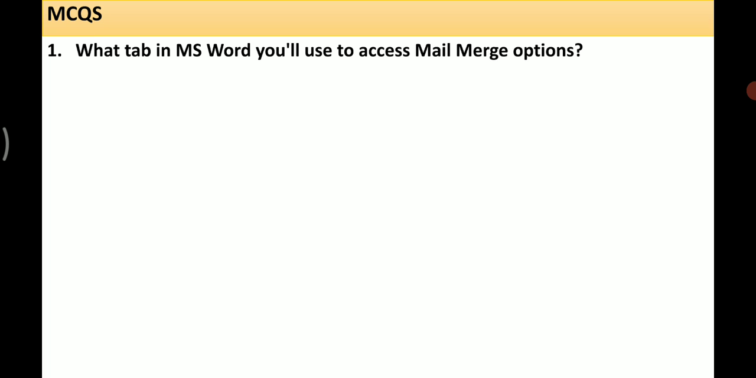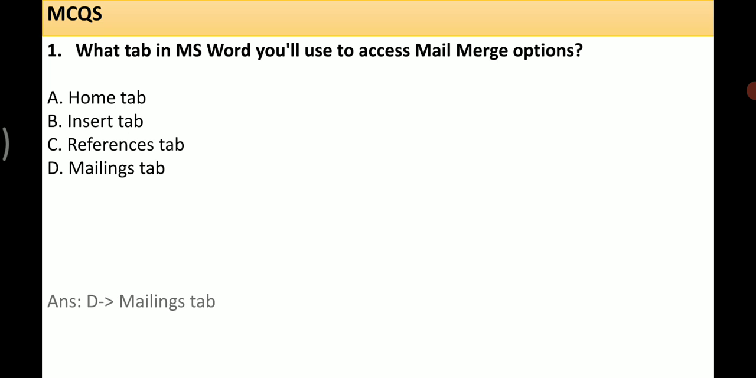The first question is, what tab in MS Word will you use to access the mail merge option? The options given are A, Home tab, B, Insert tab, C, References tab, D, Mailings tab. The correct option is D, Mailings tab.